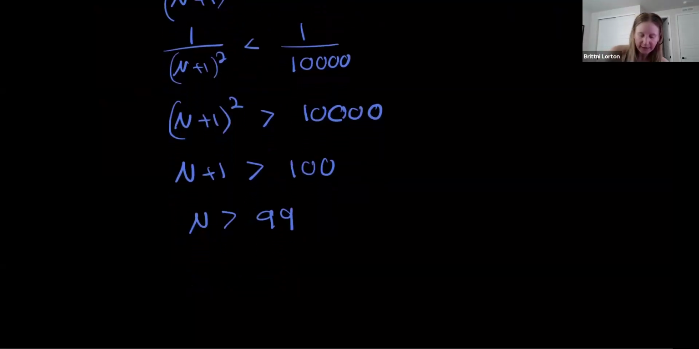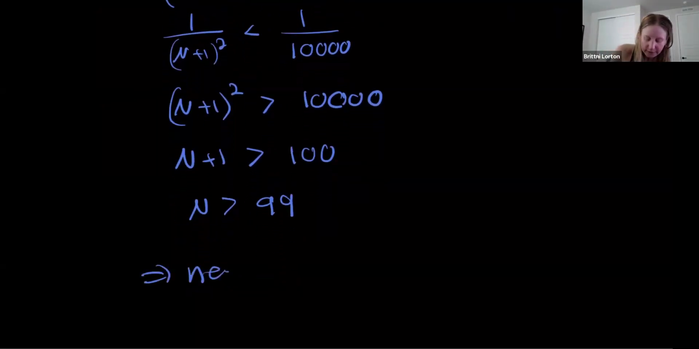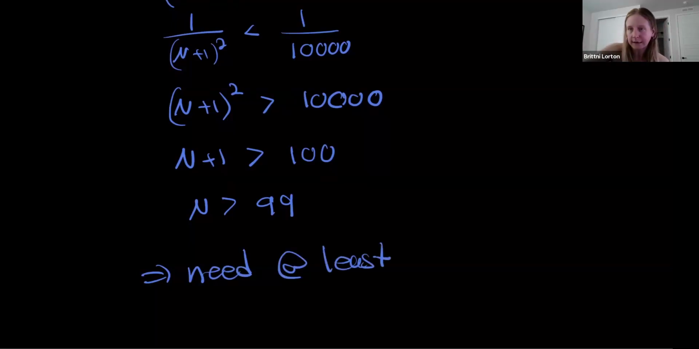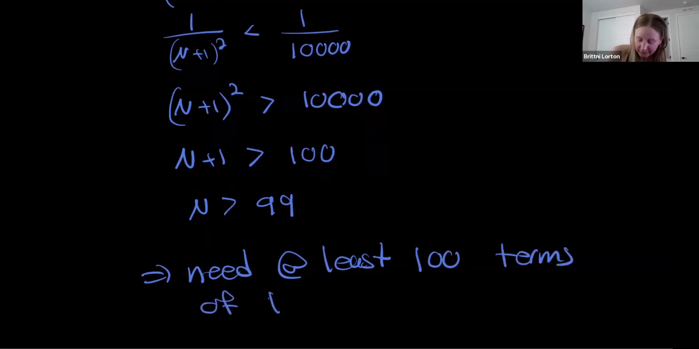What does that mean? What that means is you are going to need at least more than 99, which means at least 100 terms of the series to get your remainder, or your error, to be less than 10 to the -4. This is a great example of all I need is 100 terms. Not so bad. Cool. All I needed was 100 terms. There's going to be some where maybe I need 1,000,000,000. That would be much harder to add up.